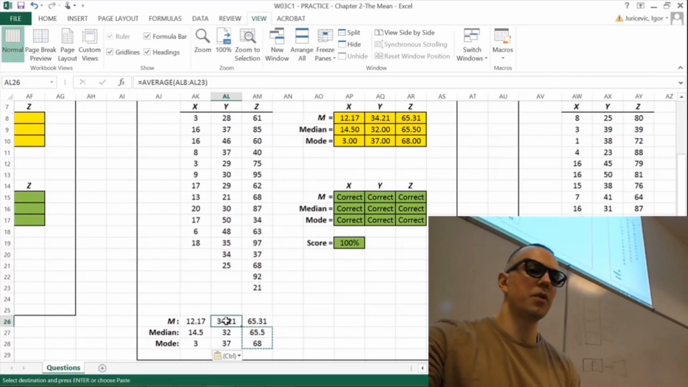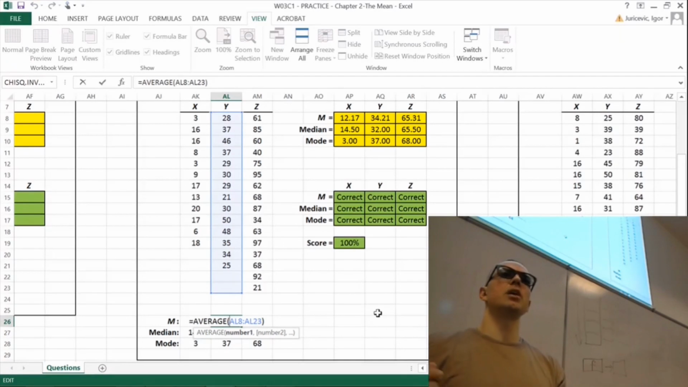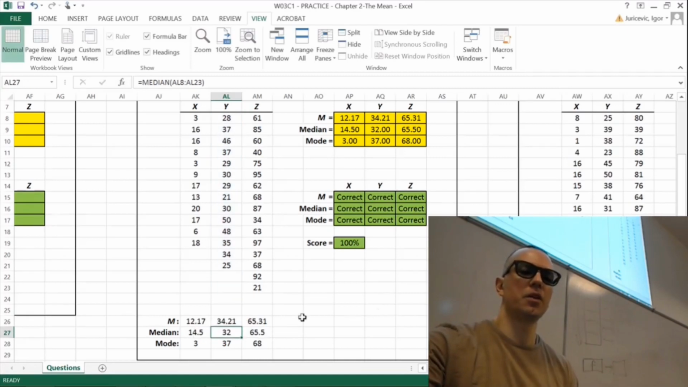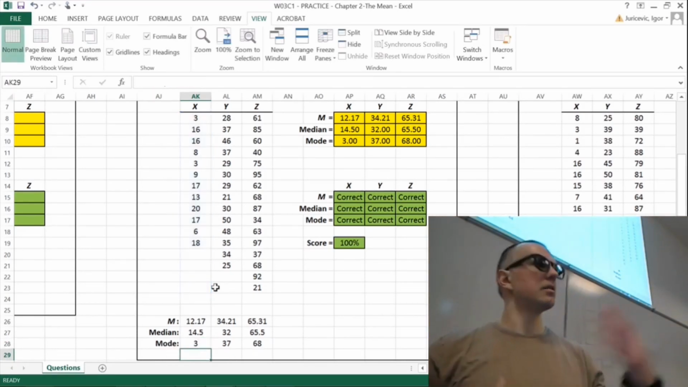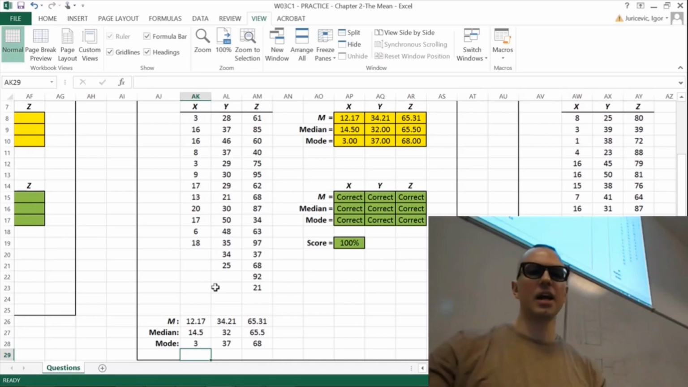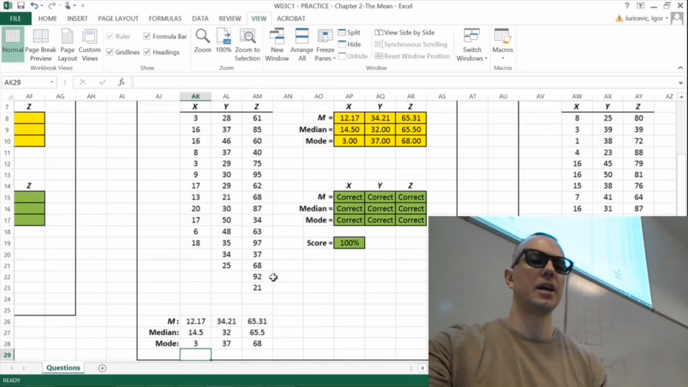What you can do for the average y-scores is just double click on it. And Excel will show you exactly what numbers it's accessing. And then for the mode for the X scores, just double click on it. And Excel will show you the exact scores that it's accessing.